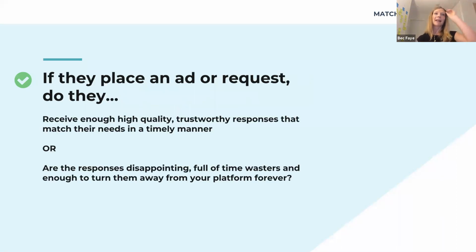Now, if they place an ad or request, do they receive enough high quality, trustworthy responses back that match their needs in a timely manner? Or are the responses actually disappointing and full of time wasters and enough to turn them away from your platform forever? Remember, first impressions count. So it's a matter of being able to really provide and being smart about how you actually match up the requests.